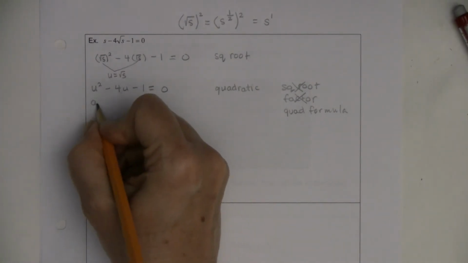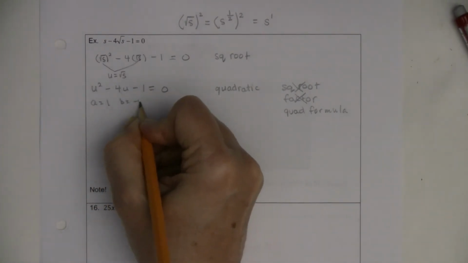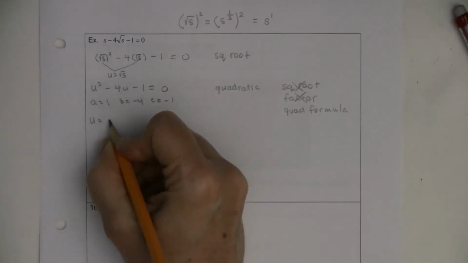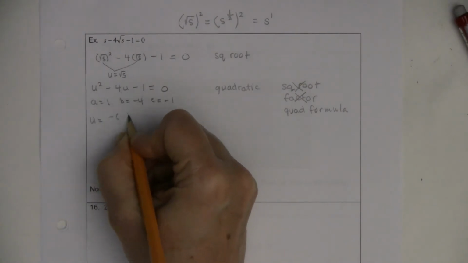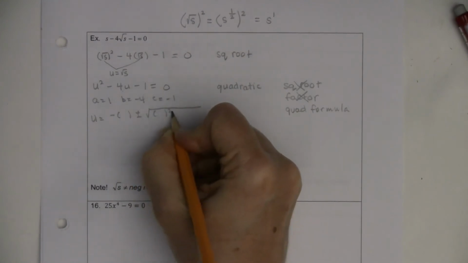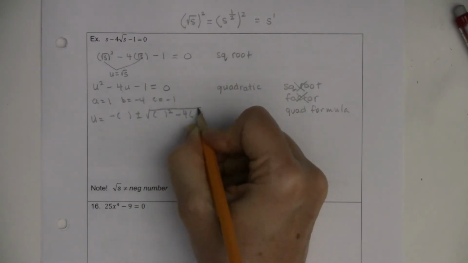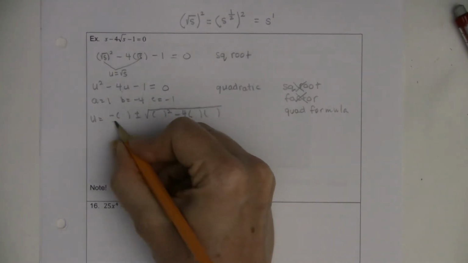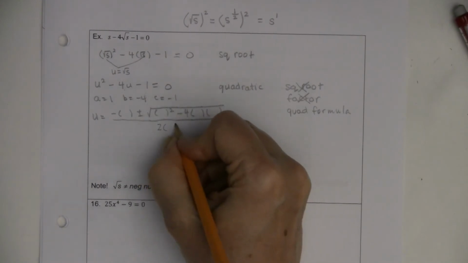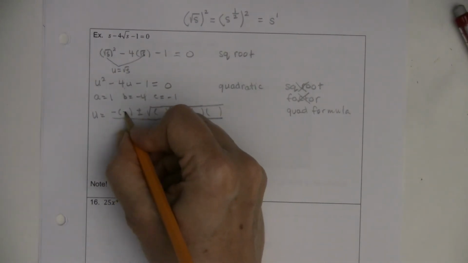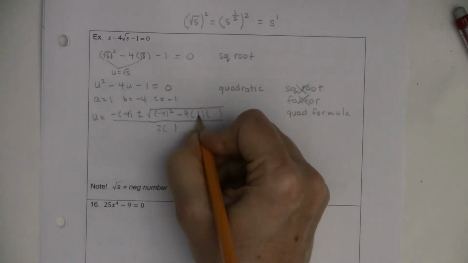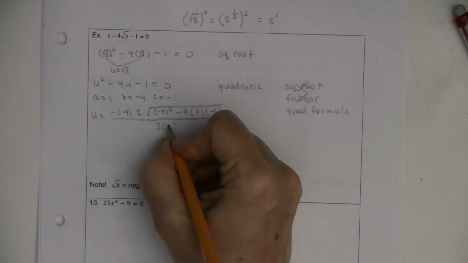Okay, so my A is 1, my B is -4, and my C is -1. And my formula looks like U equals negative B plus or minus the square root of B squared minus 4 times A times C. I haven't broken into singing Pop Goes the Weasel here yet, right? And then over 2A. And I'm going to be filling in here for B, -4, here for B, -4, here for A, 1, here for C, -1, and here for A, 1.